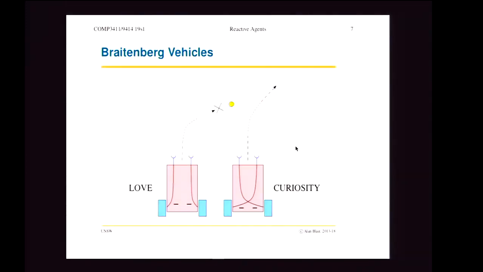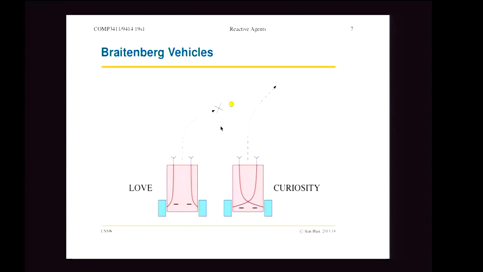Then he said, well, you can make these things inhibitory instead of excitatory. So here we've got to imagine if there's no light, the wheels will spin with a certain speed, but then when the light is there, the wheels will spin more slowly. So here, this vehicle here, it's running along, the light source is there. This sensor will react more strongly because it's closer to the light. So both the wheels will slow down, but this one will slow down more. And that will cause the vehicle to turn towards the light.